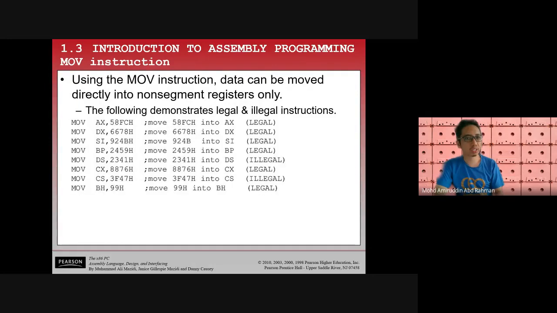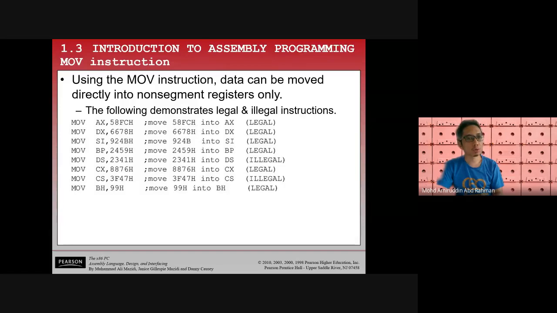Using the move instruction, data can be moved directly into non-segment registers only. Looking over here, we have a couple of legal and illegal instructions. For example, move AX: AX is a 16-bit register, so we can move the number 58FC into it. DX is also fine because it is also a 16-bit register. Move 924B, we don't have any problem with that.